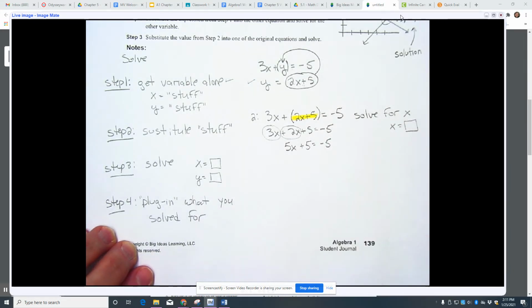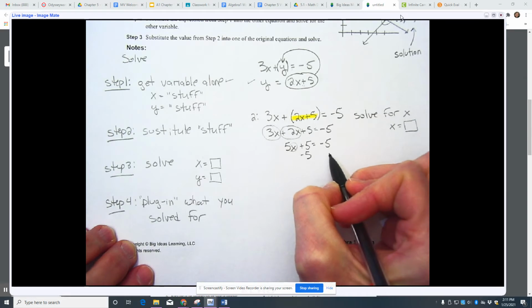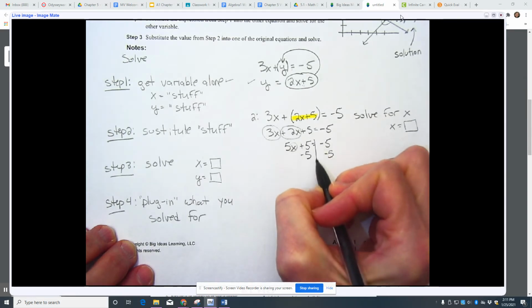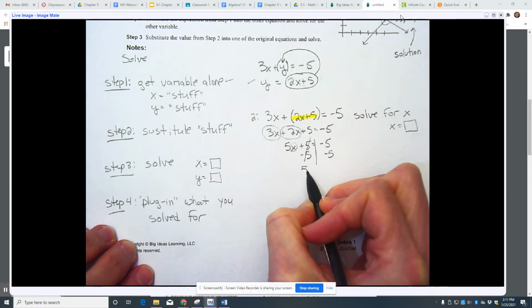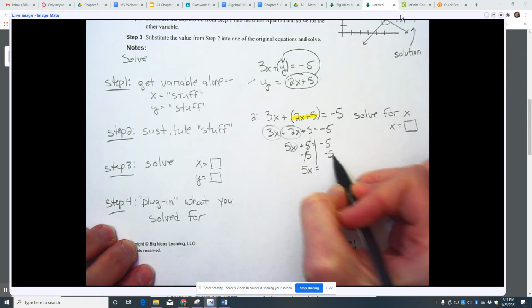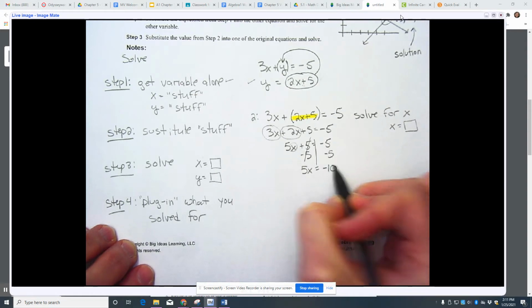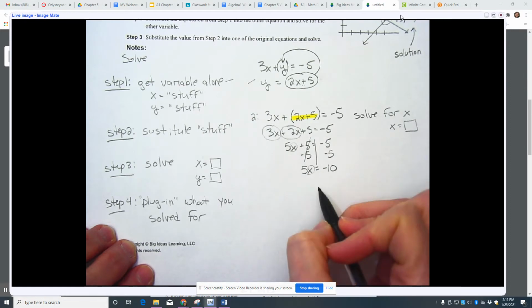Now this is a two-step equation like we did in chapter 1 and chapter 2. Trying to solve for x, undo addition and subtraction first. Subtract 5 from both sides. That gets me 0. On the left side, I have 5x. And on the right, negative plus a negative, bigger negative. Negative 10.